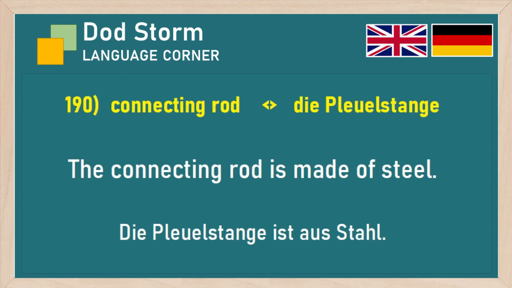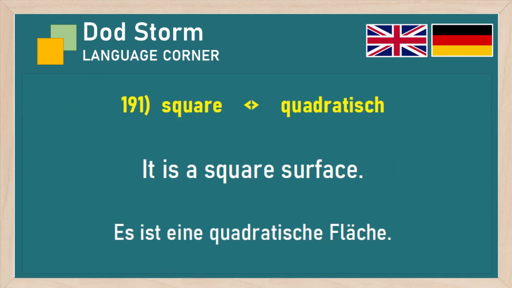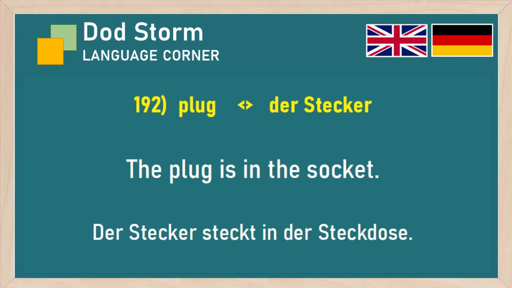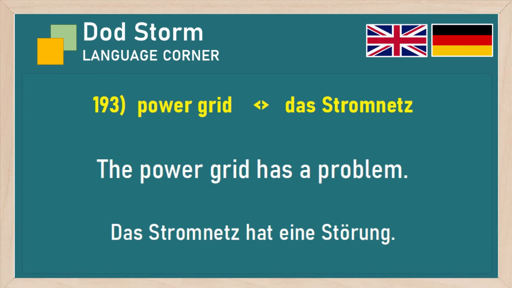The connecting rod is made of steel. It is a square surface. The plug is in the socket. The power grid has a problem.